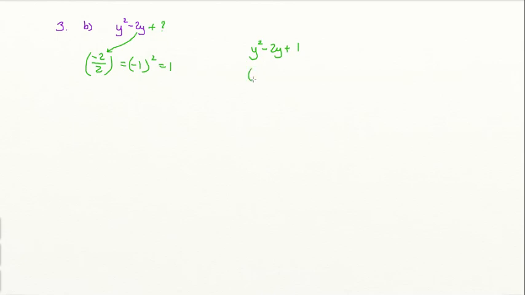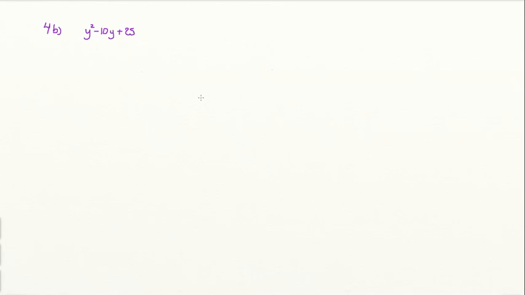And I can double check if I factor this. Two numbers that multiply to 1 that add to negative 2. And it's y minus 1 times y minus 1, which is the same as y minus 1 squared. So it is a perfect square. 4b, factor each perfect square trinomial. So let's factor this. Two numbers that multiply to 25 and add to negative 10. And I can rewrite this as y minus 5 squared.